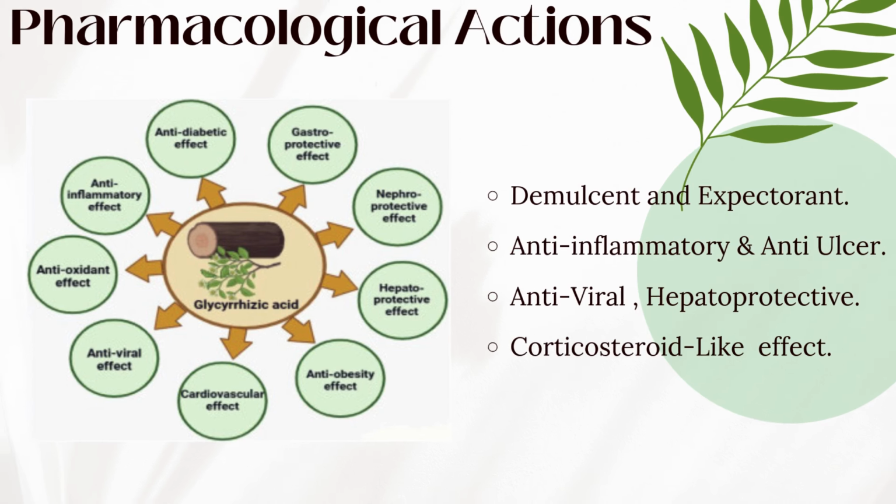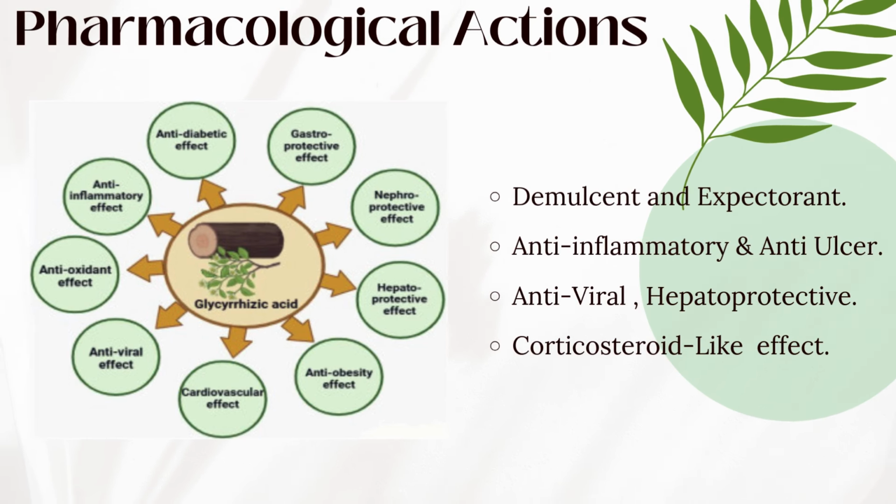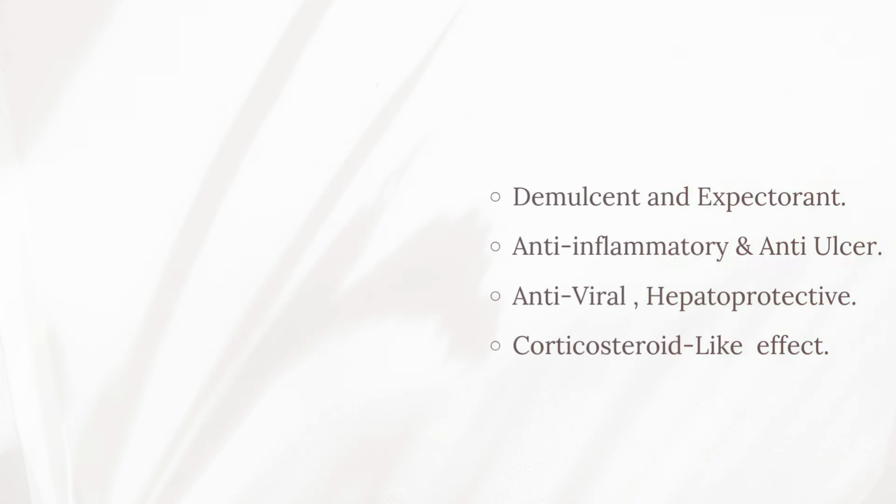It has many uses. Firstly, it acts as a demulcent and expectorant, which means it soothes an irritated throat and helps in clearing mucus from the lungs. This is why it's often used for cough. It is also known for its strong anti-inflammatory and anti-ulcer effect, making it useful for treating stomach problems. Furthermore, it has antiviral and hepatoprotective properties. A unique feature of liquorice is its corticosteroid-like effect, which helps in reducing inflammation.